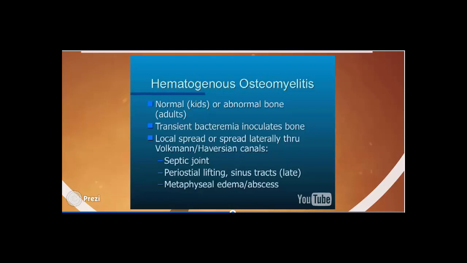Hematogenous osteo is commonest in children. In adults, it usually is in those areas of abnormal bone. Transient bacteremia usually will inoculate the bone, and then from there it will spread either locally or through the Volkmann and Haversian canals, if you go back to your Anatomy 101.